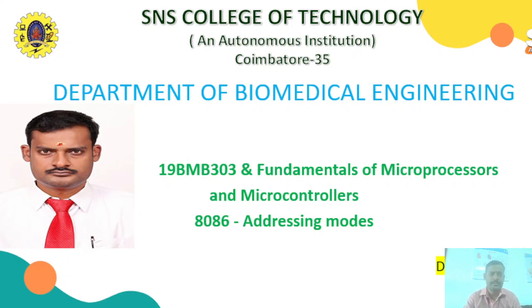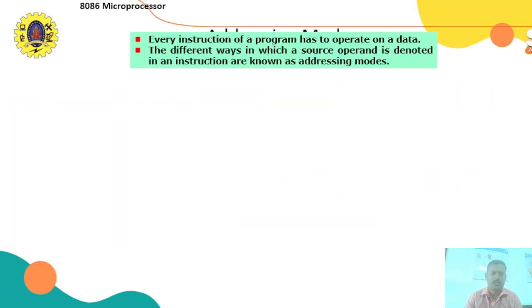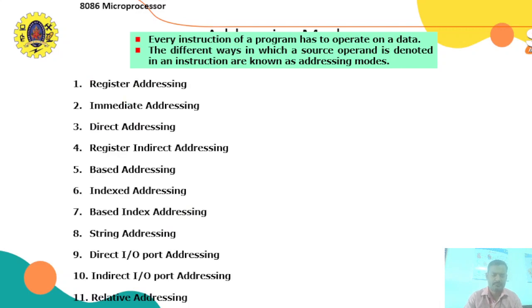So today in class we are going to see about 8086 addressing modes. Addressing modes describe how the data will be accessed for a particular instruction. Every instruction of a program has an operand to operate on the data. The different ways in which the source operand is denoted or accessed are known as addressing modes. Look at the different addressing modes that the 8086 microprocessor supports.